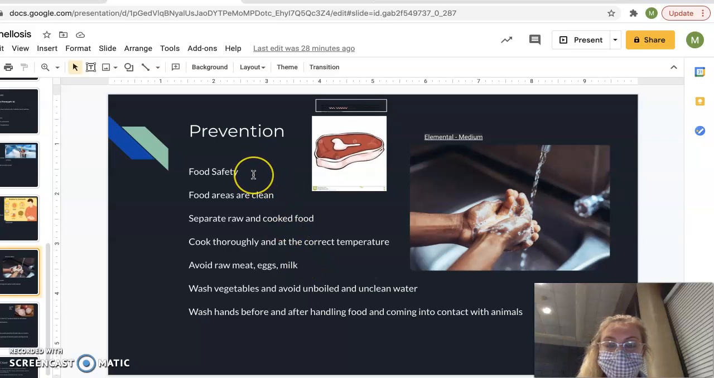To prevent, basically, you need to keep all food areas clean, separate raw and cooked food so there's no cross-contamination, cook thoroughly at the correct temperature. Salmonella bacteria will not thrive in an environment of 55 degrees over 12 minutes, and you should also avoid raw meat, eggs, milk. Wash your vegetables, avoid unboiled and unclean water, and wash your hands before and after handling food, especially raw meat, and coming in contact with animals, especially animals that are sick.